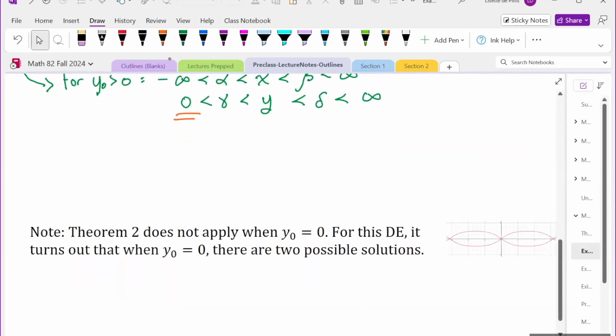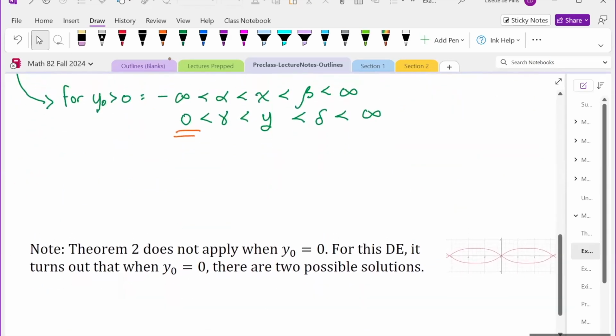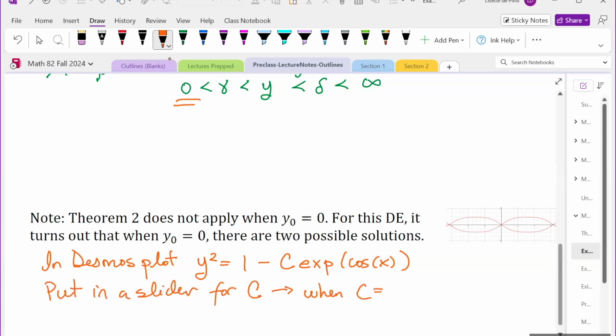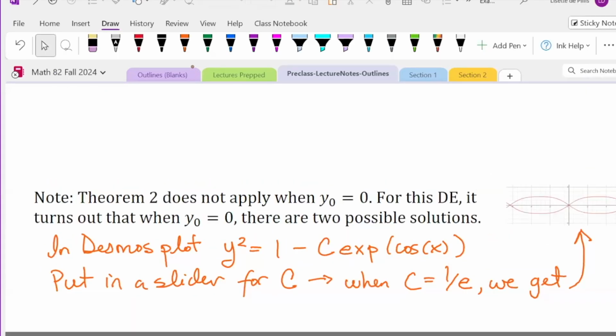If you want to go to Desmos and take a look at what this looks like, plot the solution y squared equals 1 minus some constant times e to the cosine x, and you can actually put in a slider for c, the constant, in Desmos. When c equals 1 over e, you get this situation. In other words, if y naught equals 0, your constant is going to be forced to be 1 over e.